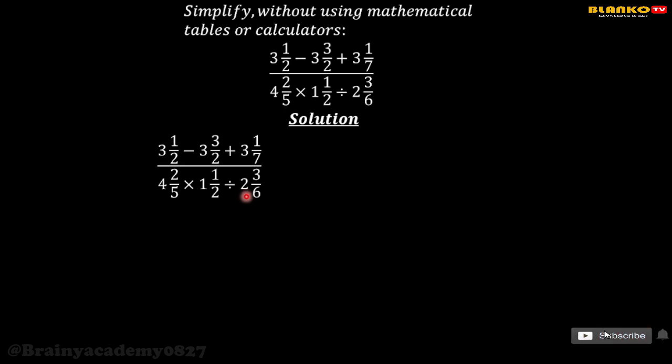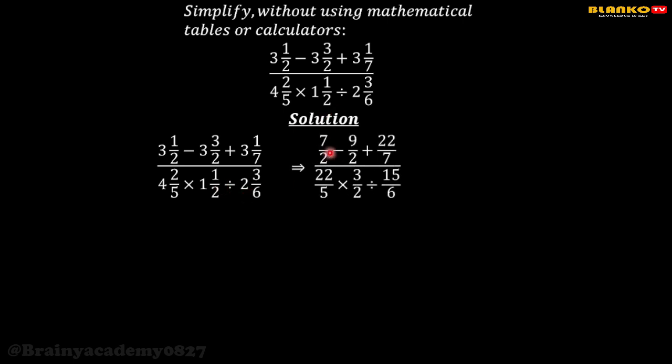I'm going to show you step by step how to simplify this expression. What we are going to do first is convert all these mixed fractions to improper fractions, and that is going to be 7 over 2 minus 9 over 2 plus 22 over 7, all over 22 over 5 times 3 over 2 divided by 15 over 6.